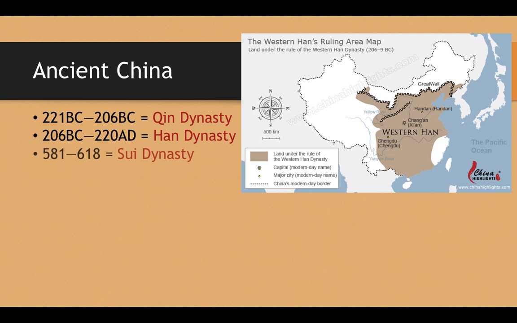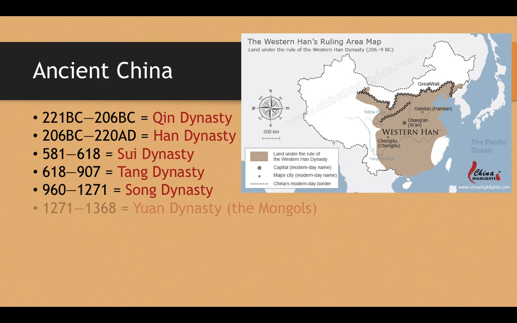Okay, Han China, followed by the Sui dynasty, then the Tang, the Song, and the Yuan. Now, the Yuan dynasty was significant because they were Mongols. We're going to talk about the Mongols when we start getting into the Middle Ages. And the Mongols conquered the Song dynasty and established their own Chinese dynasty.